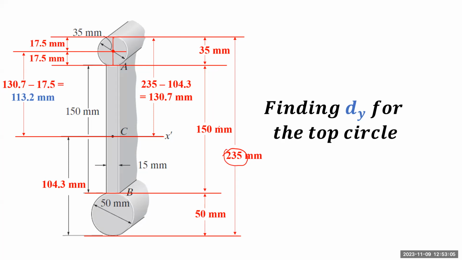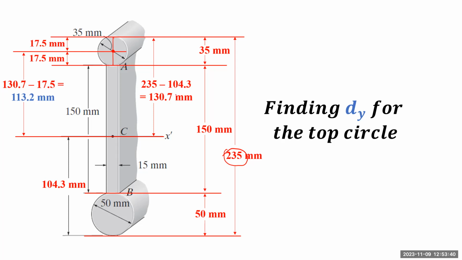That's firstly. You now need to find the distance between the center of this figure and the central axis. That's what we really need to figure out. If you look carefully, the distance from the top to the central axis is going to be 235 minus 104.3, right?